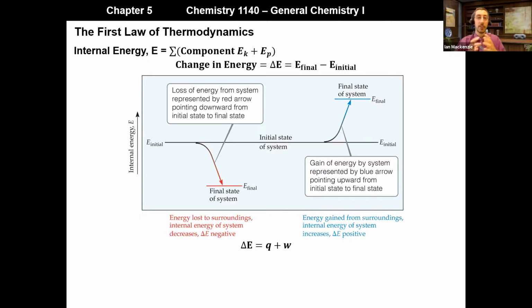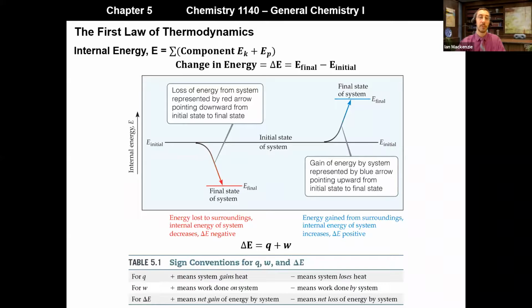A couple of sign conventions here will be helpful. The change in internal energy we can define as the sum of the heat that is transferred and the work that is done. So Q is heat and W is work. Specifically talking about the system, the chemical reaction: for heat, a positive sign means that the system gained heat, that it was given it by the surroundings. Negative means that the system gave off heat to the surroundings.